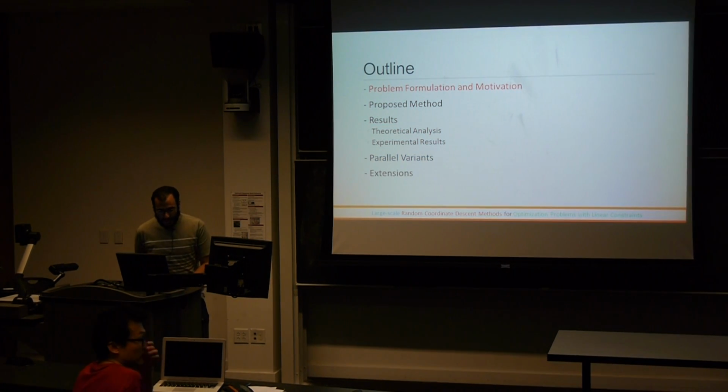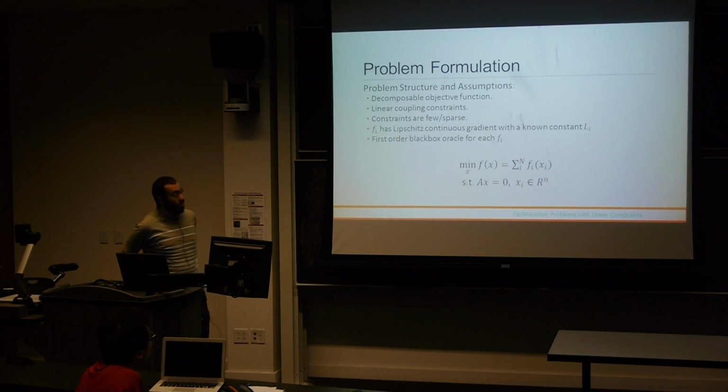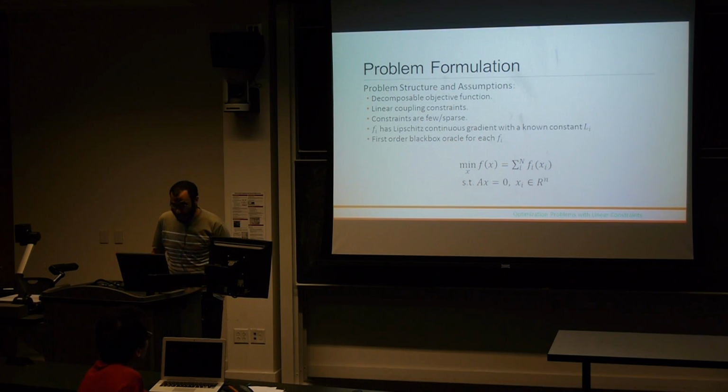So let's start with problem formulation. The class of problems we care about is decomposable objective functions with linear constraints that tie all your variables. So our objective function is in the form f of x that's a sum of fi of xi, where each xi is an n-dimensional variable, and you have a general linear constraint that ties all these variables.